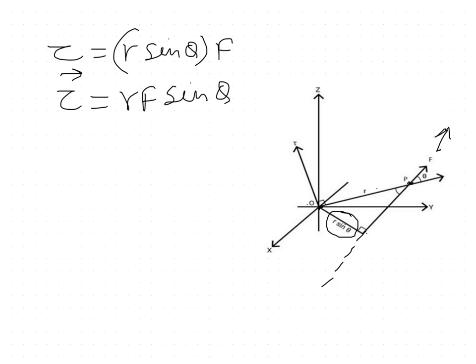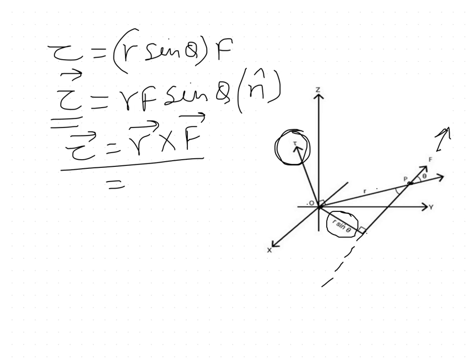If we write it in vector form, then we place a unit vector here which represents the direction of torque, as shown here. This direction of torque is always perpendicular to the plane formed by the r vector and the F vector, r cross F.